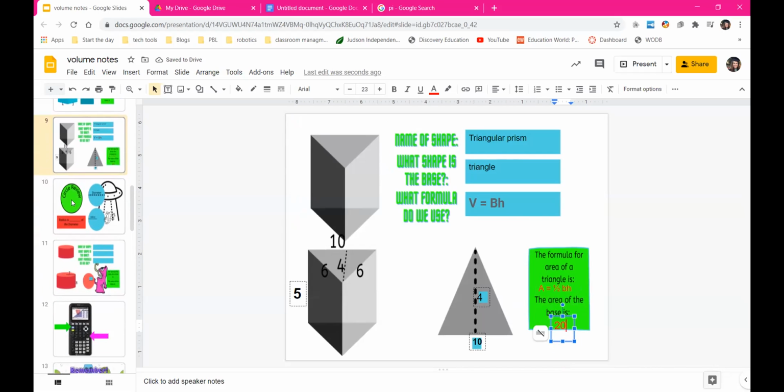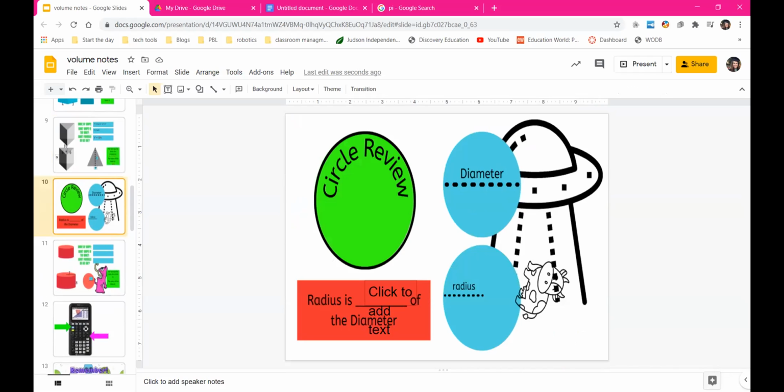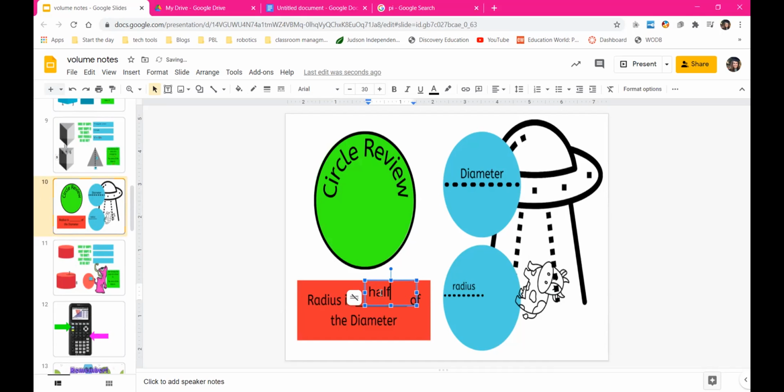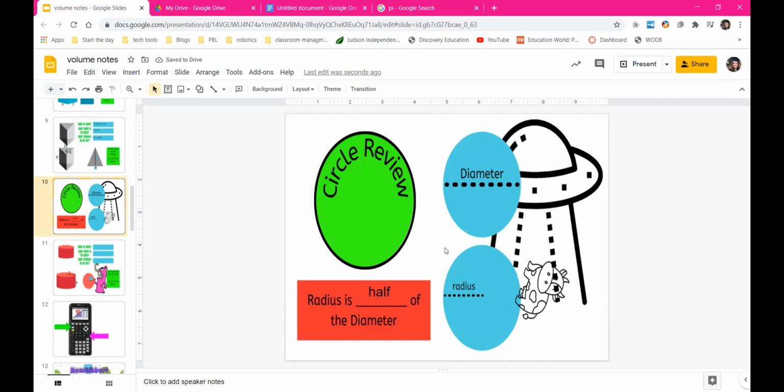Okay, now go to slide number 10. This is all about circles because we're about to do cylinders, and cylinders have lots of circles. The measure all the way across, through the middle of a circle, is called the diameter. The measure from the outside of the circle to the middle of it, just part of it, is called the radius. And the radius is half of the diameter. So if our diameter is 10, our radius is 5. Our diameter is 20, our radius is 10.